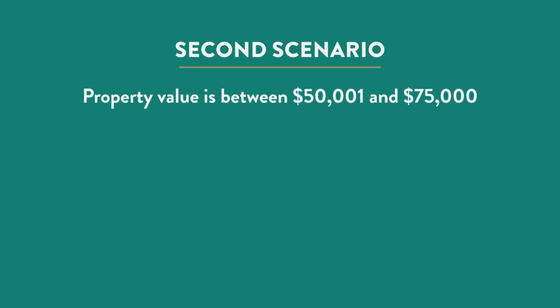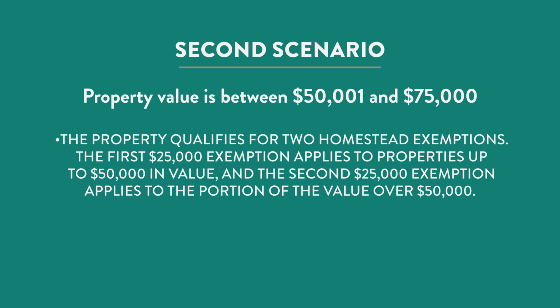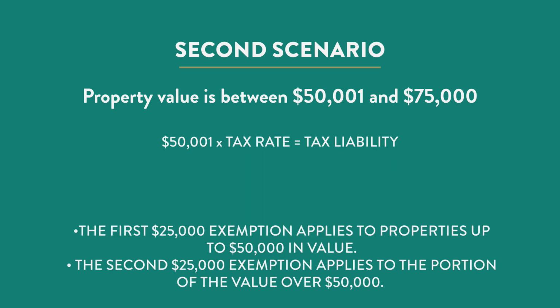In our second scenario, the property value is going to be between $50,001 and $75,000. So this is a slightly different value bracket. And here, the property qualifies for 2 homestead exemptions. The first $25,000 applies to the properties up to $50,000 in value, and then the second $25,000 exemption applies to the portion of the value over $50,000.